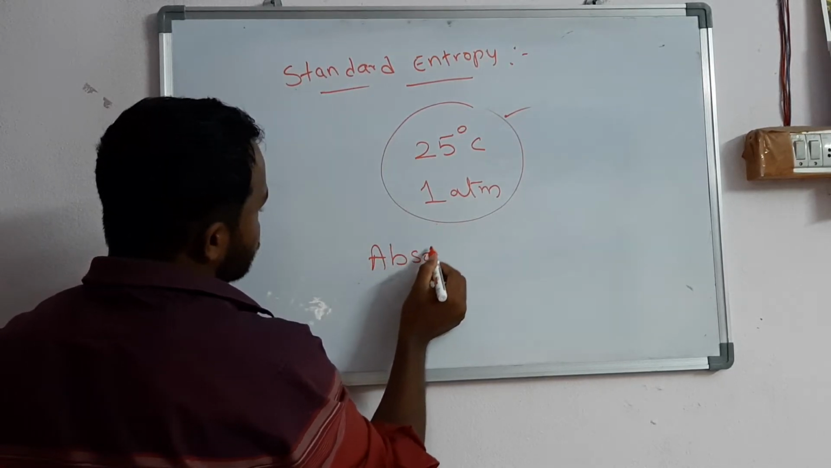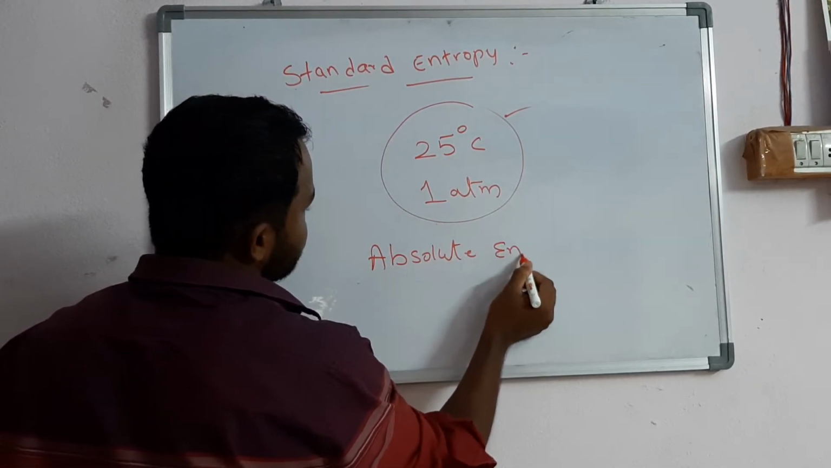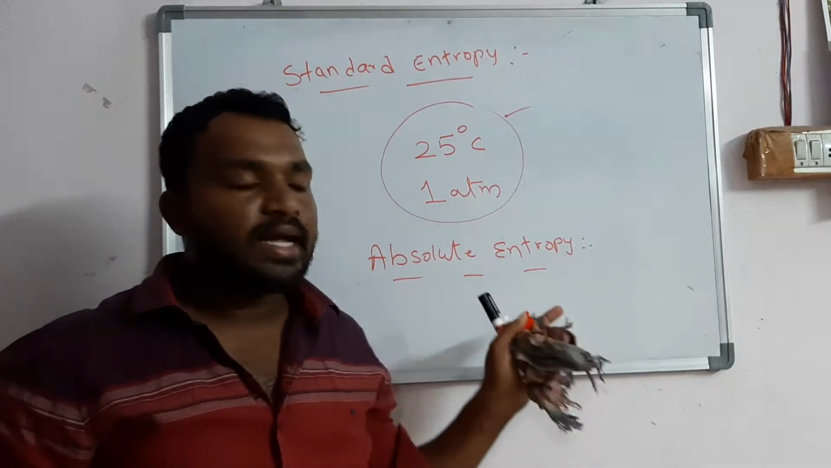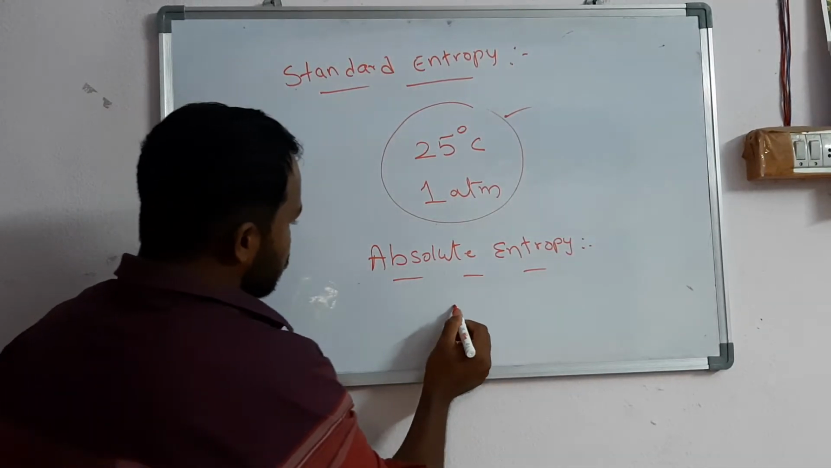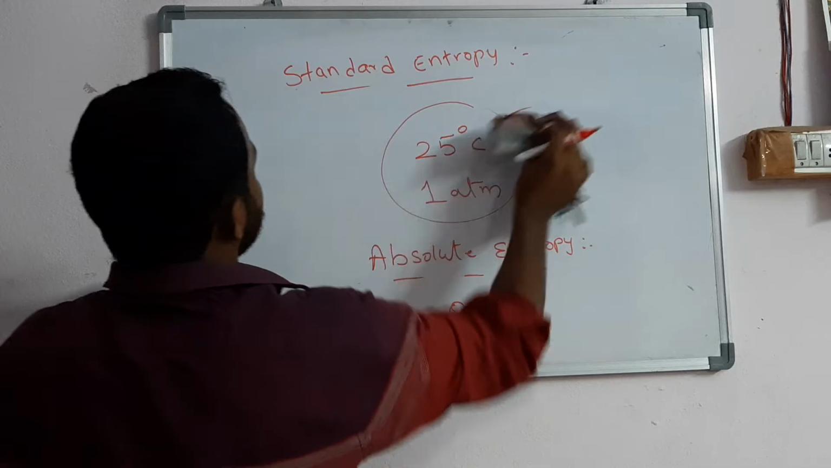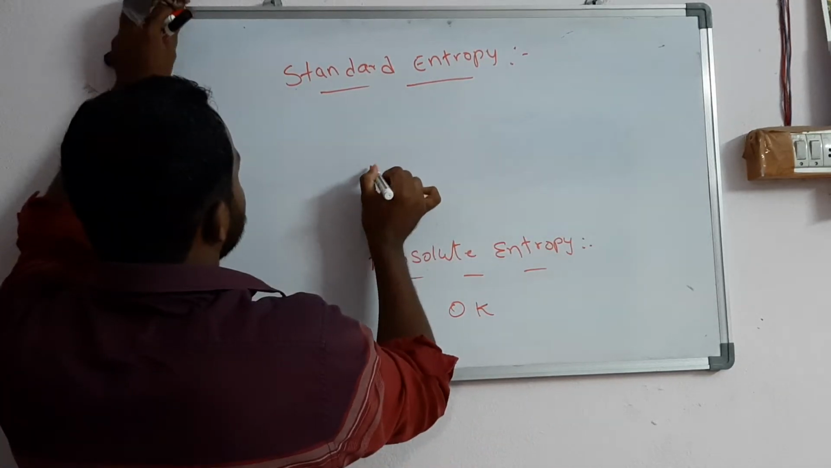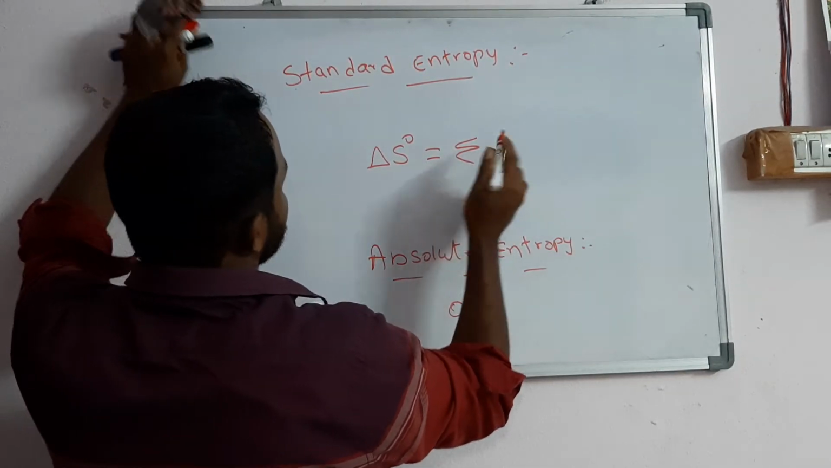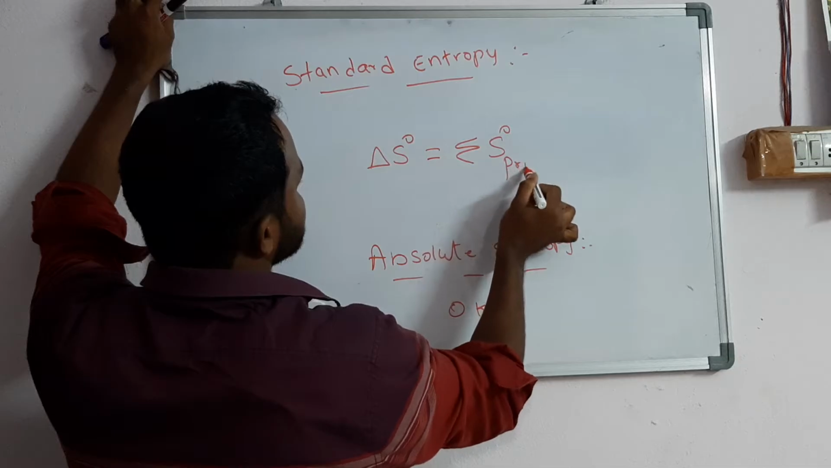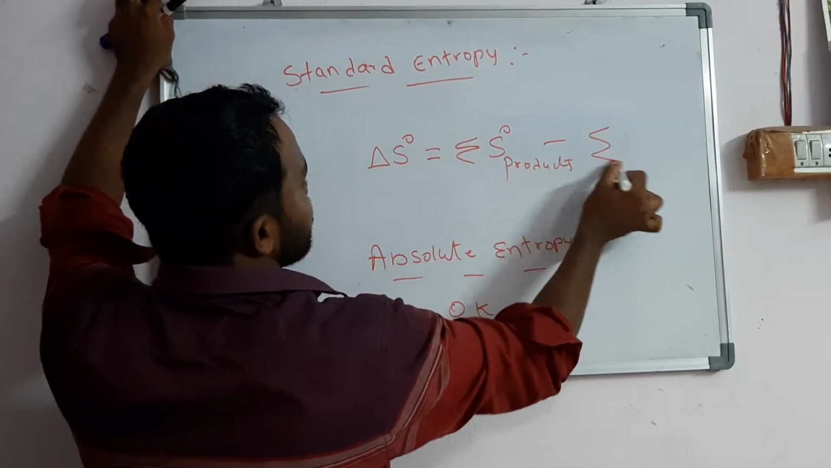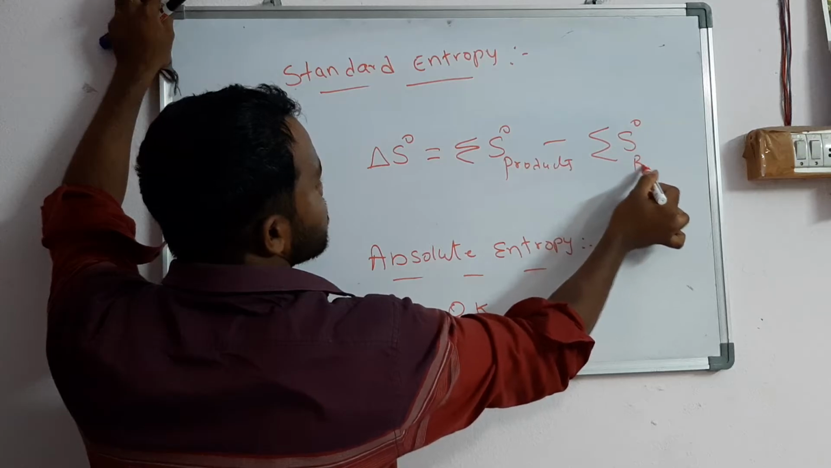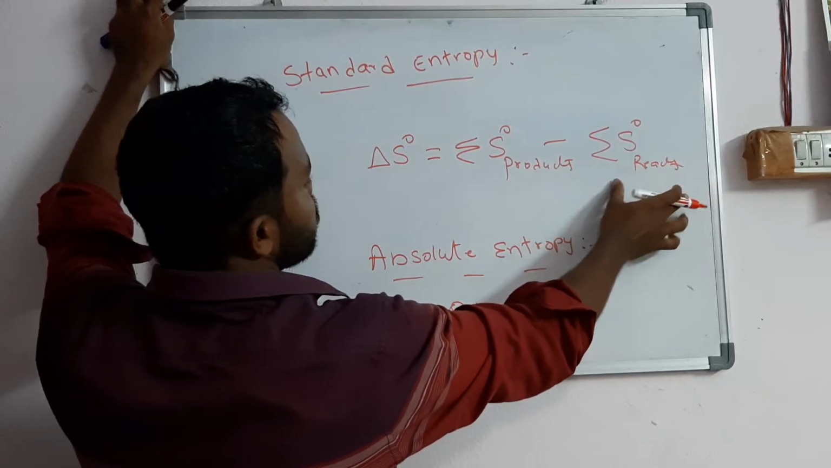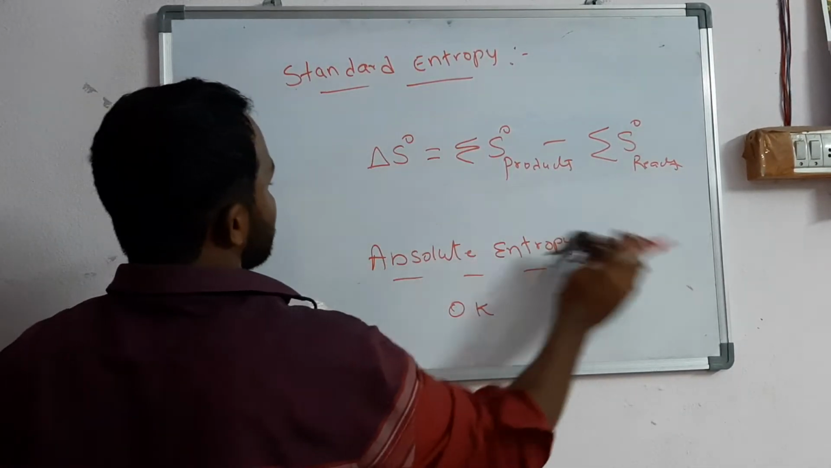Now, what is meant by absolute entropy? Absolute entropy means the entropy of a substance at any temperature above 0 kelvin. So here, standard entropy is delta S naught. We can say it is the summation of S naught of products minus the summation of S naught of reactants. So, simply, the entropy of substances of products minus the entropy of substances of reactants. That is the standard entropy.